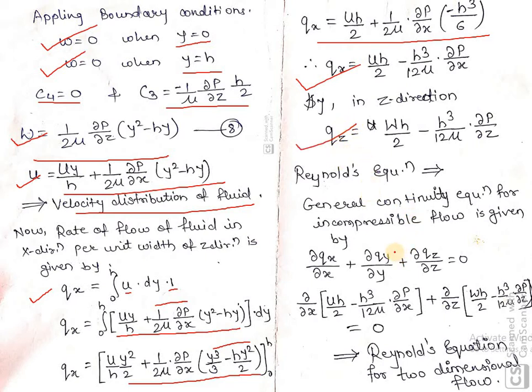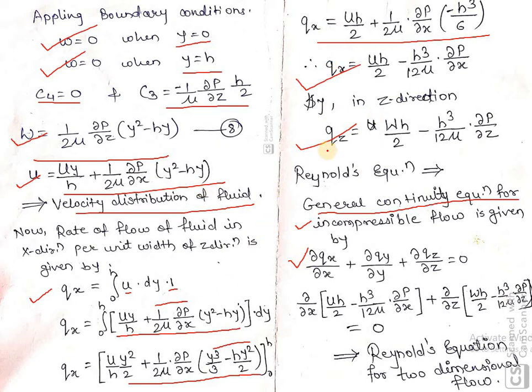Now we have to go for the derivation of the Reynolds equation. Here we have to consider the general continuity equation for incompressible flow. This is one of our assumptions, incompressible flow of fluid. Now for that the equation is given in terms of rate of flow of fluid: dabba qx upon dabba x plus dabba qy upon dabba y plus dabba qz upon dabba z equals 0. So this is nothing but the general continuity equation for incompressible flow of fluid.